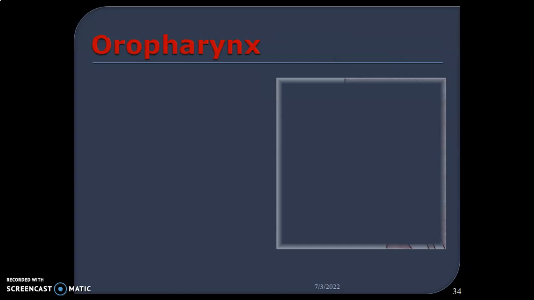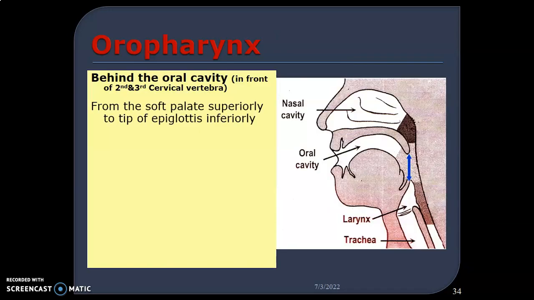So then we discuss the oropharynx. The oropharynx is the second portion of the pharynx that's behind the oral cavity, and it's located in front of the second and the third cervical vertebra. The nasopharynx is in front of the first cervical vertebra. Oropharynx is in front of the second and third cervical vertebra.